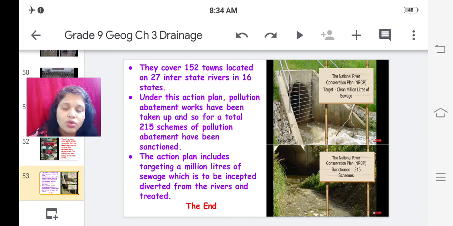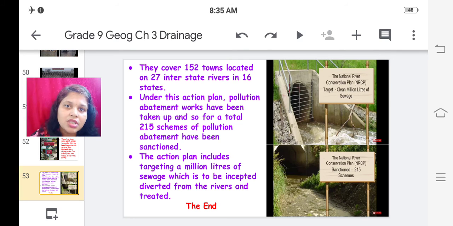They take them out, they treat them, and they let the river flow very cleanly in its natural flow, without disturbing its flow but cleaning it. They extract the dirt from it. So these two action plans work in this way. They are working for 150 towns located on 27 state rivers in 16 states, and they have sanctioned 215 schemes for pollution abatement.